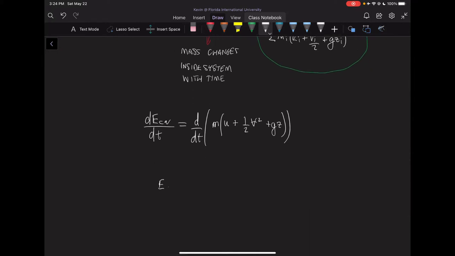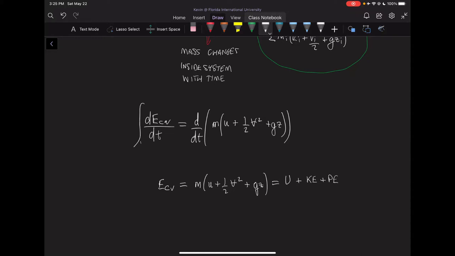the energy of the control volume is essentially m times u plus 1/2 v squared plus gz. If we want to write it in full form in a simpler way, we can say that it's capital U plus KE plus PE at a given moment in time.